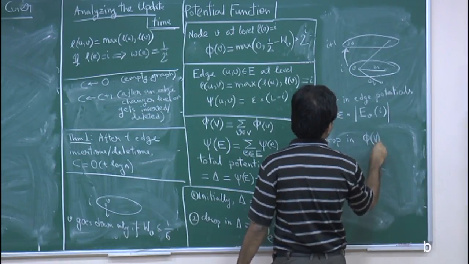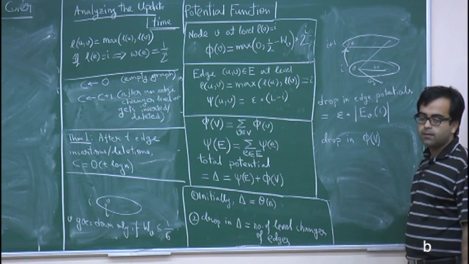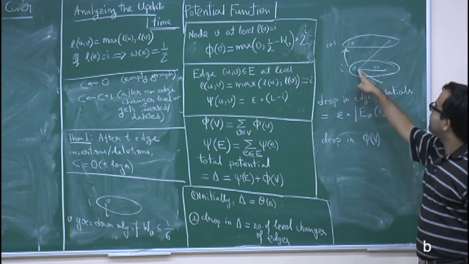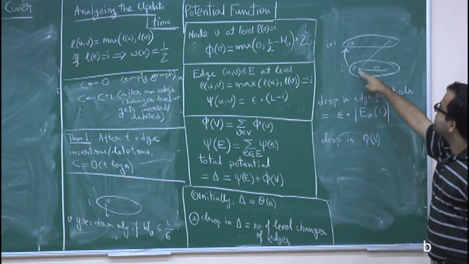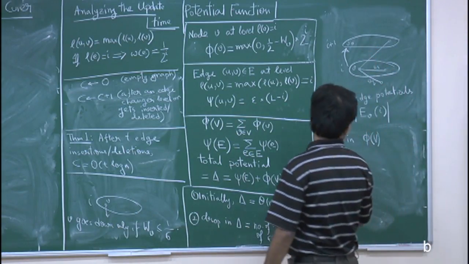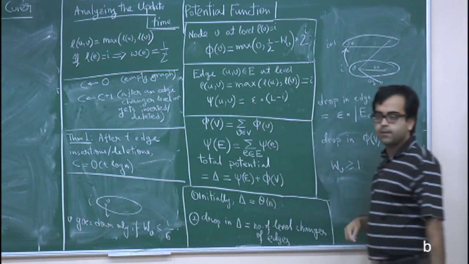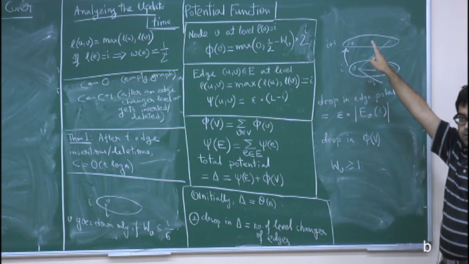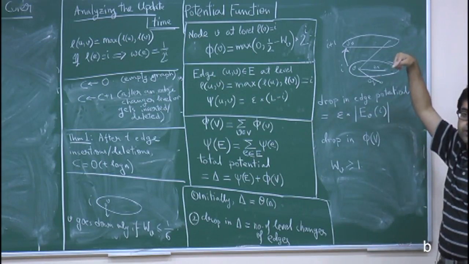So, drop in phi of V, let us just look at the total drop in all this node potential. So, look at V, what will be the new node potential of V? The point is that since V is going up, what do you know? You know that V's current weight has to be greater than 1, otherwise V will not go up from level I. This is part of the algorithm. V is going up because V's weight has increased beyond 1.